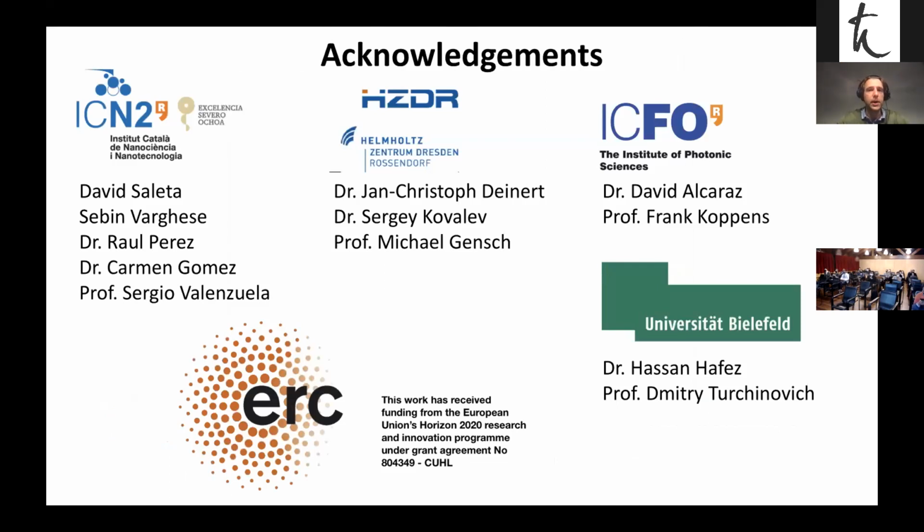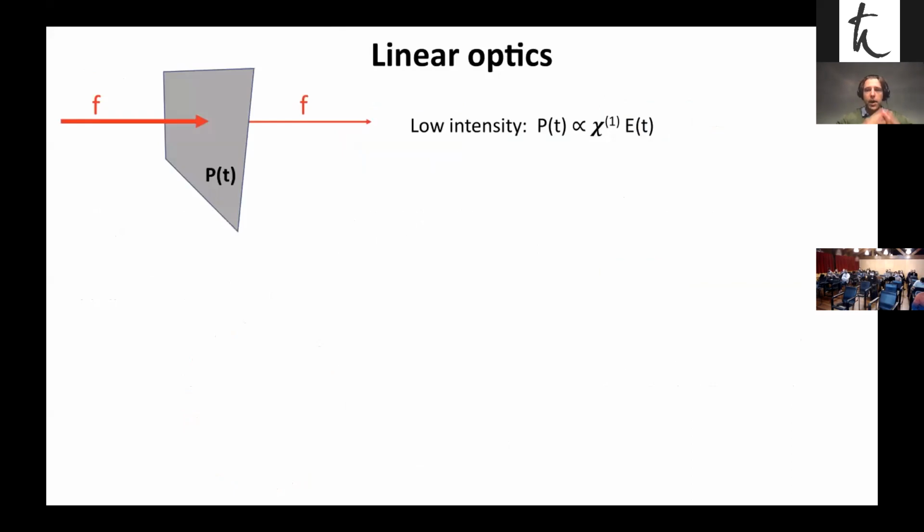Before I talk about this, I have to thank my co-workers. There are people at ICN2 who were mainly there for sample fabrication. Most of the experiments were done in Dresden at a linear accelerator, so those are the people listed here in the middle. We also had some samples and collaborations with the people at ICFO, Barcelona. And a lot of this work has come about from a collaboration with the group of Dimitri Turchinovich, who's now in Bielefeld, Germany.